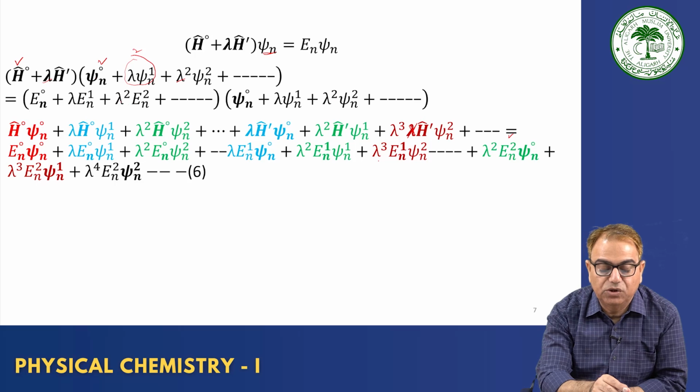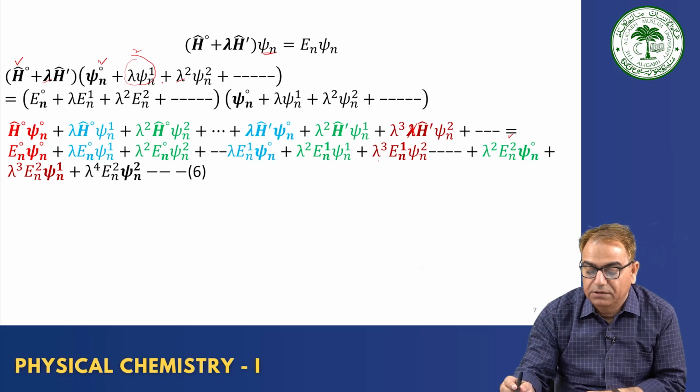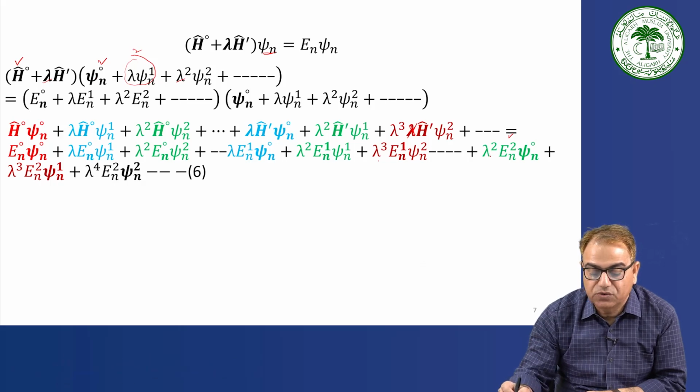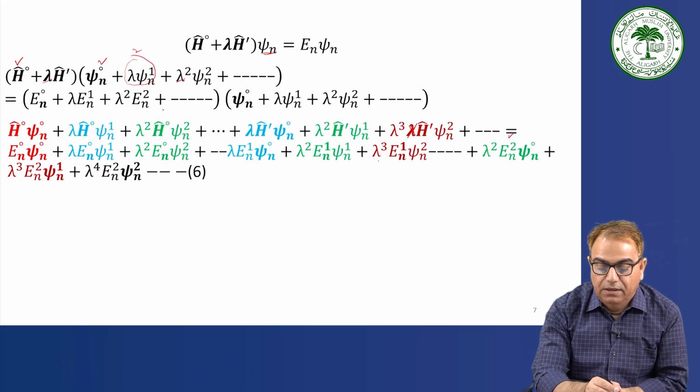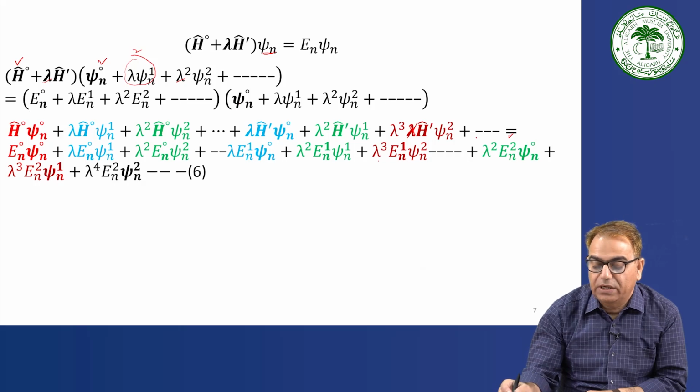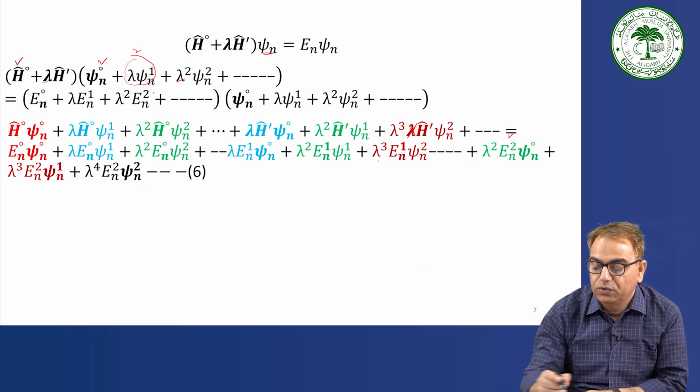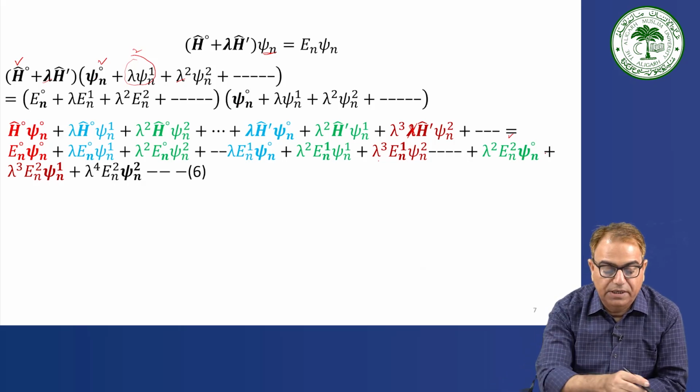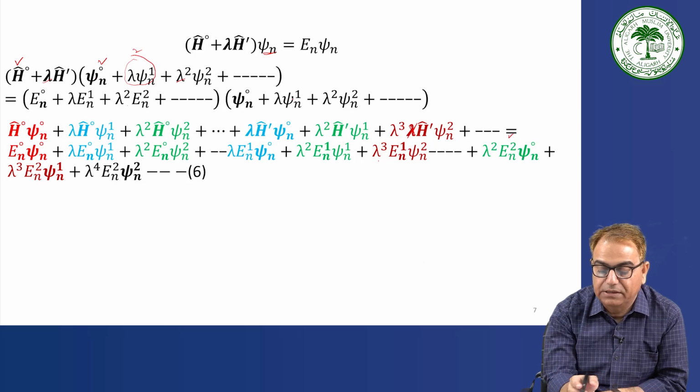The third term also you have, lambda squared En2. So you multiply with this also. Multiplying the third time, you get lambda squared En2 psi n naught plus lambda cubed En2 psi n1, since this lambda and this lambda squared give lambda cubed, then lambda to the fourth En2 psi n2, and so on.